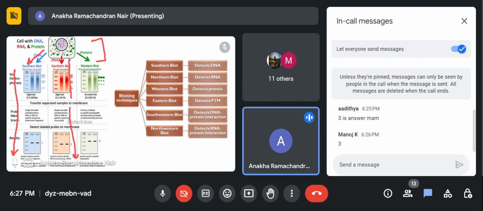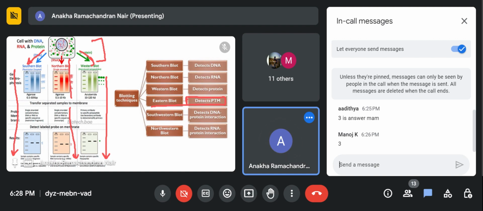Okay, and when you do the same thing for protein, you run a protein on an acrylamide gel, because protein cannot be run on an agarose gel. You transfer it to a membrane and then you use a probe to detect it, that is called western blot. Okay, and eastern blot is another name for detecting post translational modification. So it's similar to a western blot, but instead of just finding the protein, you're finding the post translational modifications in a protein.